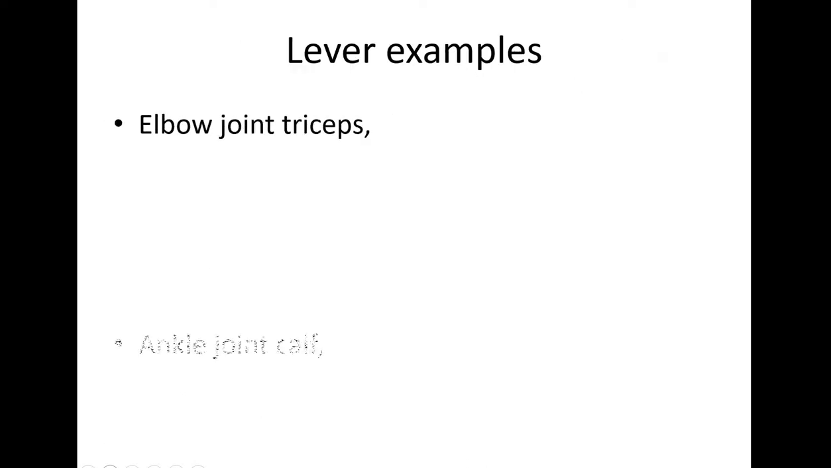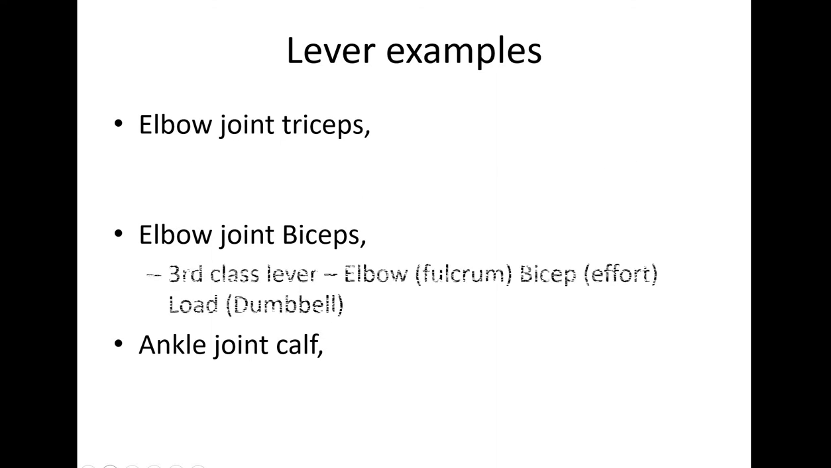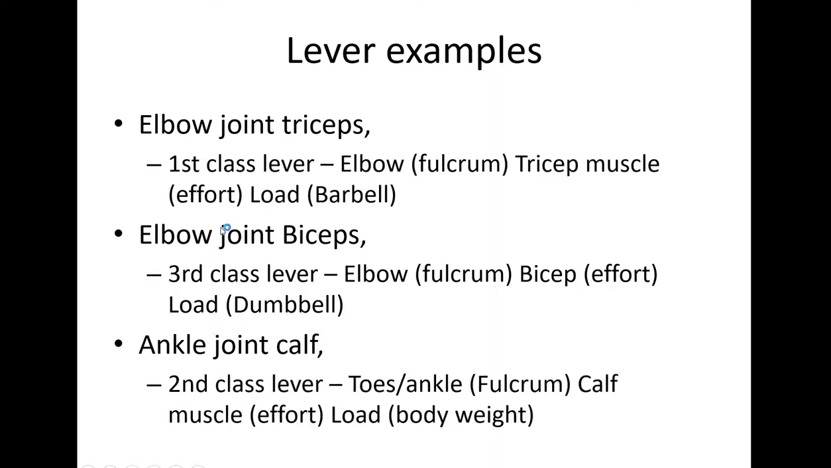Okay, so the answers. So you have your first one, elbow joint with the triceps, the extension movement, is actually a first class lever. The fulcrum is in the middle, and the tricep muscle is to one end, and the effort, the load, which is the barbell, is to the other end.